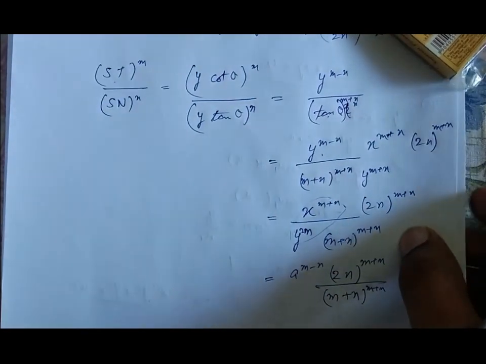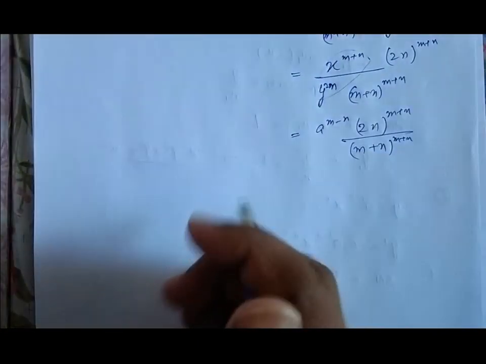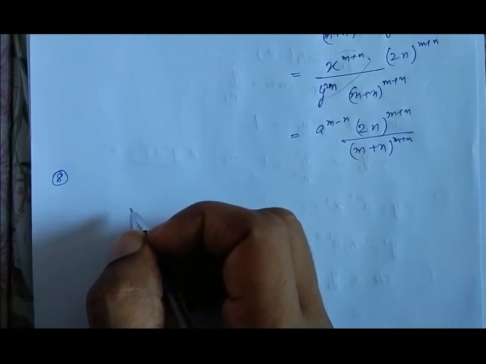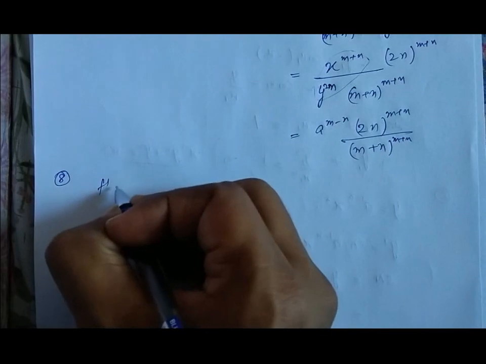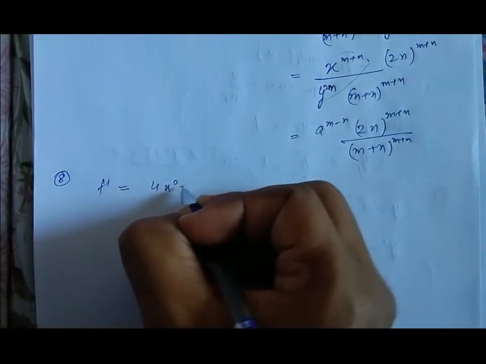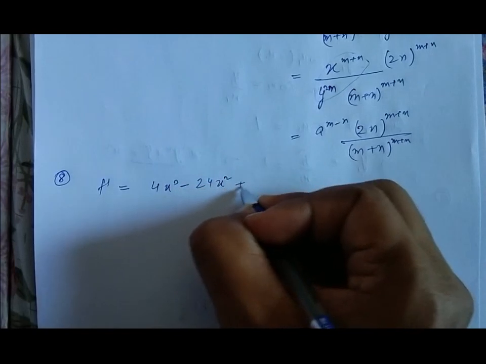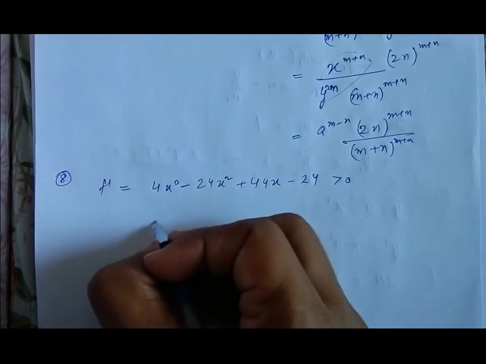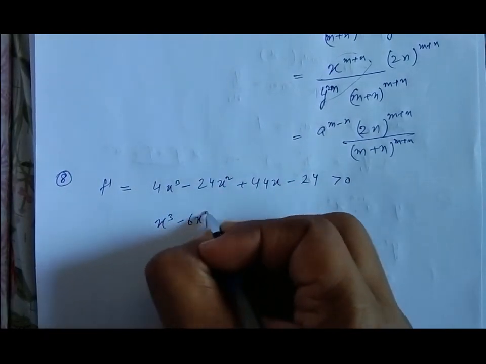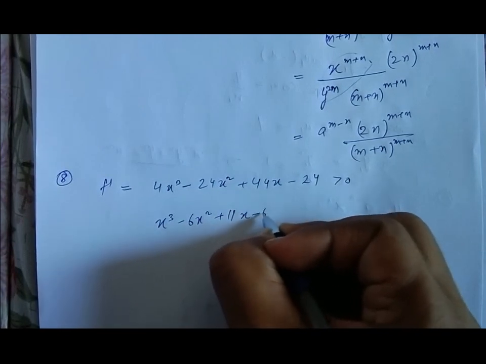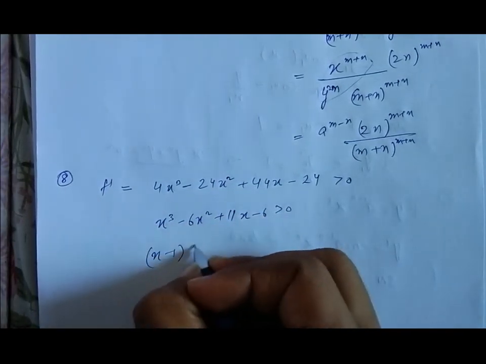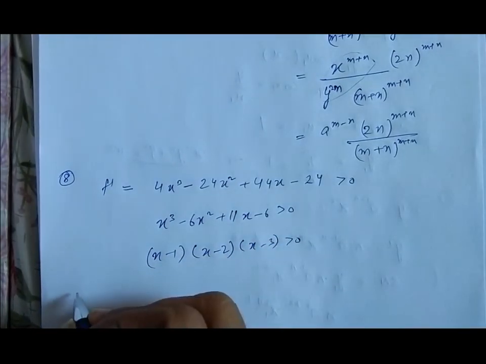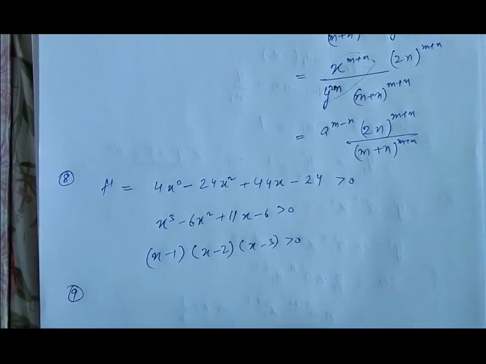Moving on to the next question, question number 8. Find the interval in which the function is increasing. So f dash has to be greater than 0. 4x cube minus 24x square plus 44x minus 24 is greater than 0. So x cube minus 6x square plus 11x minus 6 greater than 0. Now this can be easily solved using Wavy curve. Moving on to question number 9.